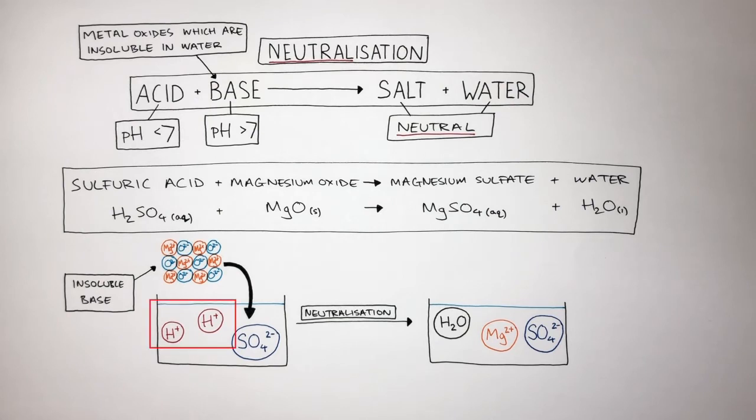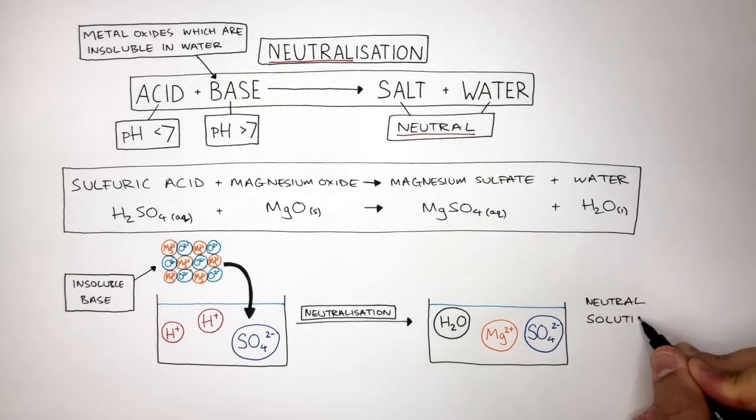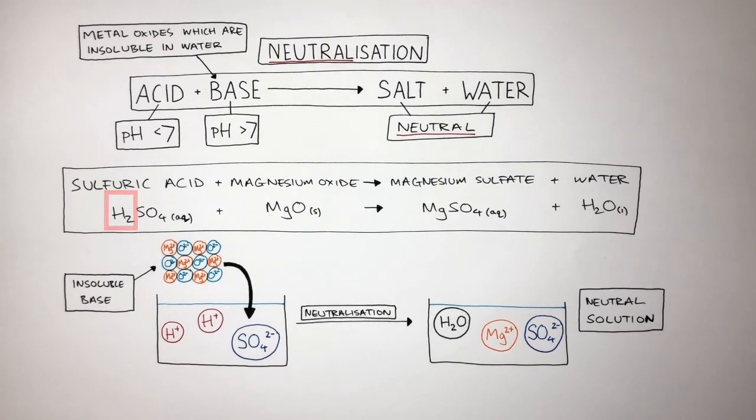The hydrogen ions which were in the sulfuric acid have been replaced by magnesium ions, forming the soluble salt magnesium sulfate. And as we've already learnt, this is a neutral solution, as the hydrogen ions and oxide ions have reacted to form water, forming a neutral solution with a pH of 7.